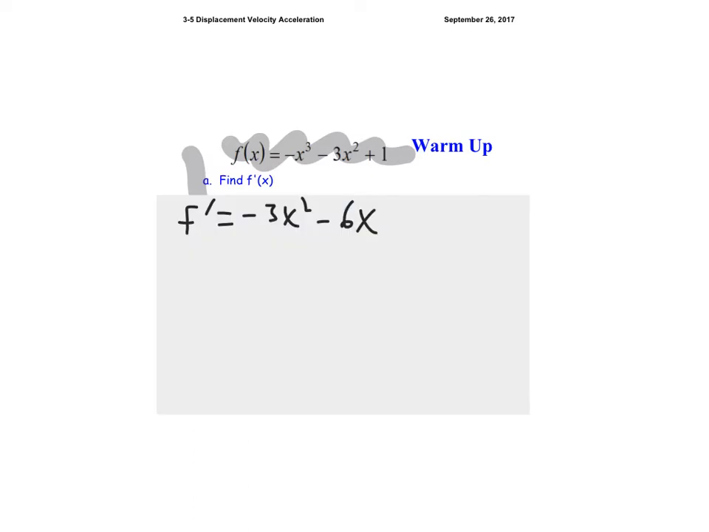So for the first one, I just use the power rule. I take these guys right here, put them up front, and multiply them to get what I get right here. So 3 times -1 is -3, and then we change the 3 to a 2. 2 times -3 is -6, and then I change the 2 to a 1. And the derivative of 1 is just 0. Let's move on to the next one.